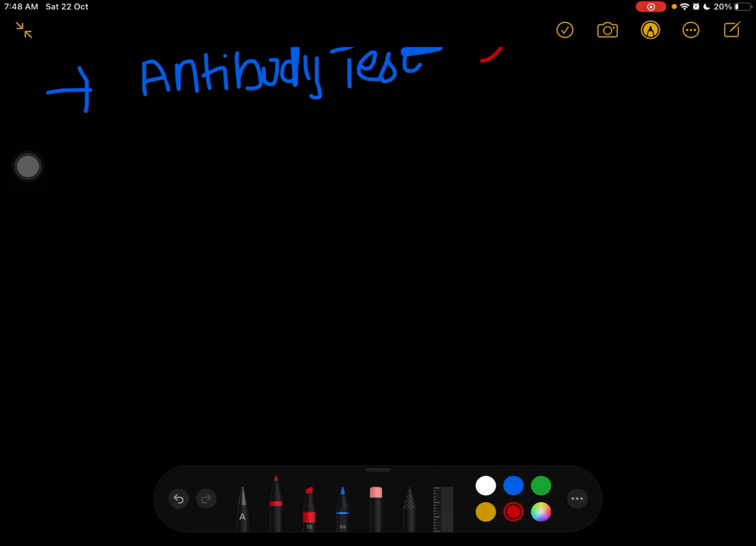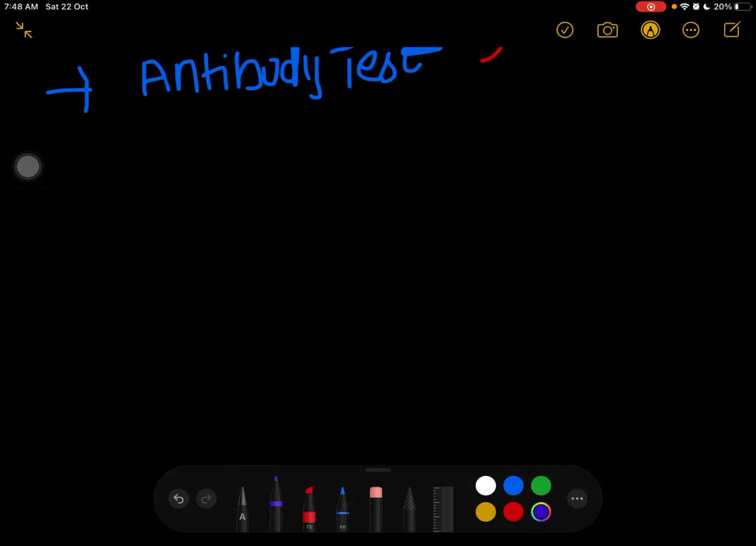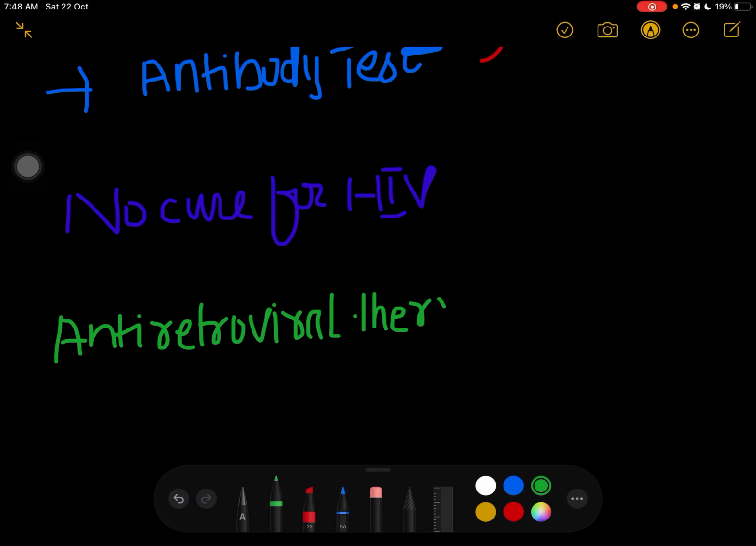Actually, there is no cure for HIV. There is no vaccine. Research is still going on, but still there is no cure for HIV. But there is a treatment which is quite helpful. It will decrease the activity of this virus, but it will not eliminate the virus. That therapy is known as antiretroviral therapy. So now what is this?